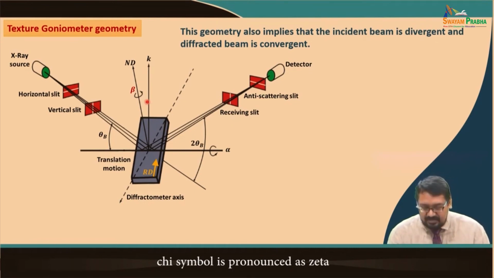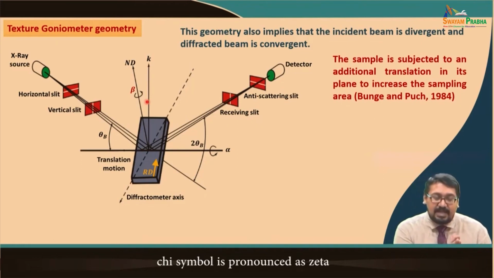So, you see that the sample additionally is subjected to a translational motion or a reciprocating motion, so that a large area of the sample could be irradiated, so that a large volume is irradiated, we can get larger information and it will be more representative of the sample, because while we are saying pole figure measurement using X-ray texture, we are basically measuring global texture of the material, which should be representative of the property of that material.